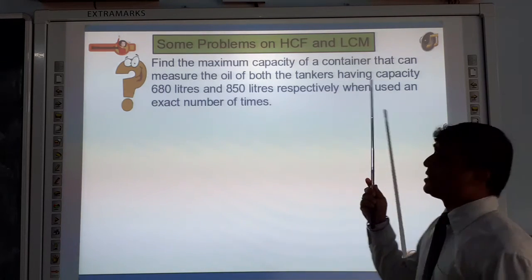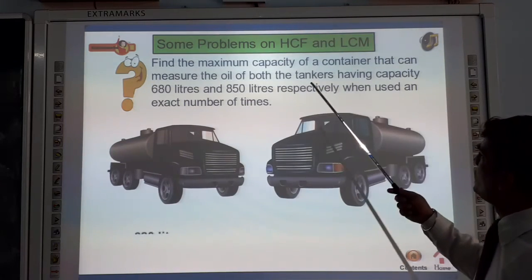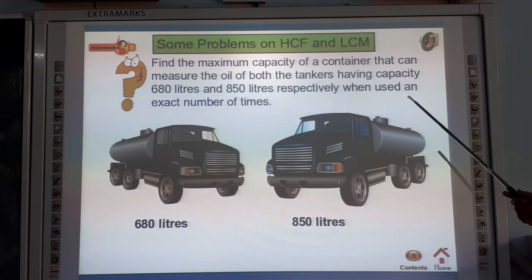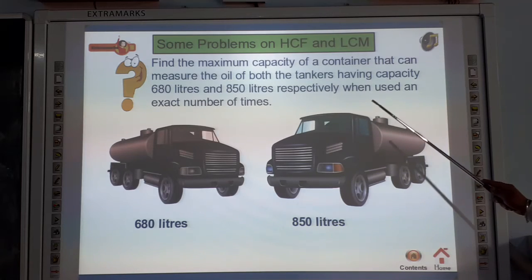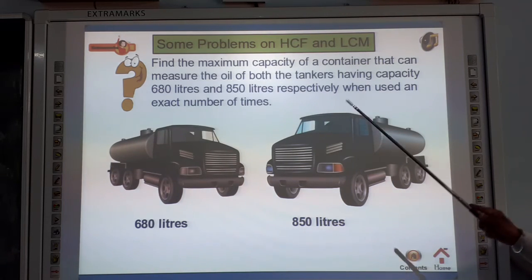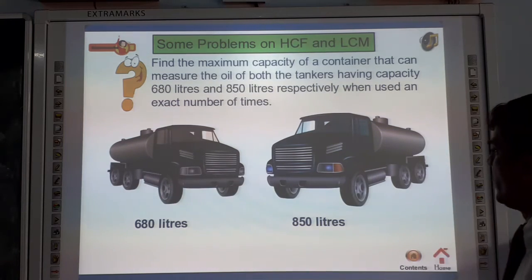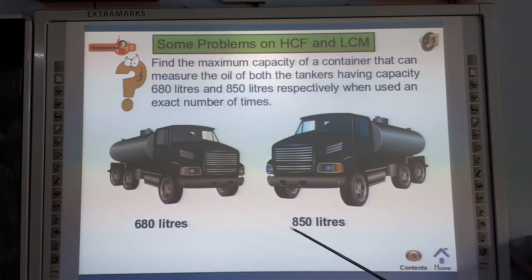Some problems on HCF and LCM. Find the maximum capacity of a container that can measure the oil of both the tankers having capacity 680 liters and 850 liters respectively when used an exact number of times. Look at the diagram. First tanker 680 liters capacity and second tanker 850 liters capacity.